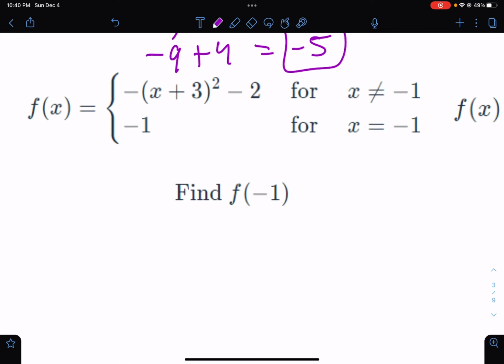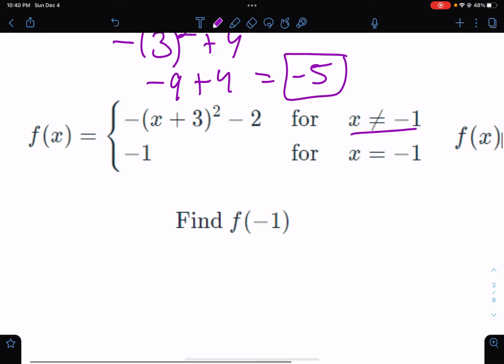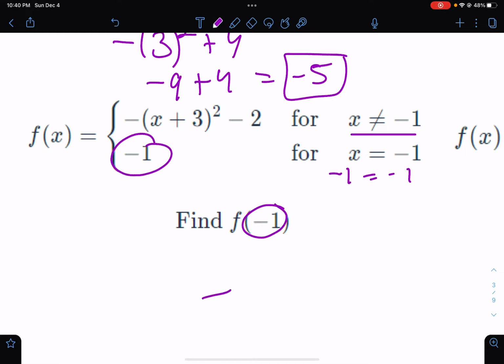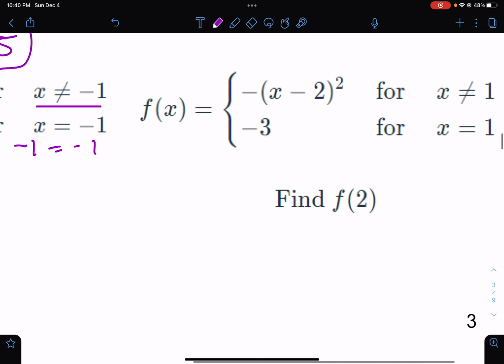For this one, when x is not equal to -1, so that's literally any other input than -1, we would use the first function. For the second one, it says x is equal to -1. Well, our x is -1, so we're going to be using this second function here. Our output is -1. Try the next one.